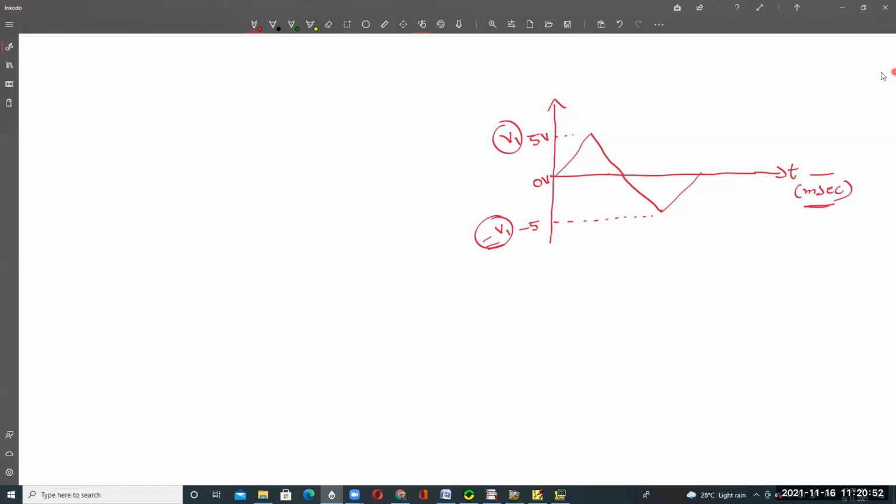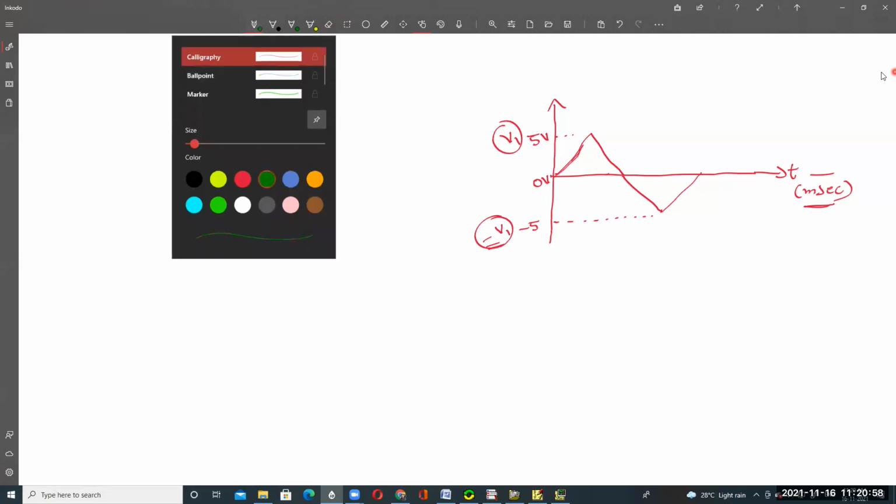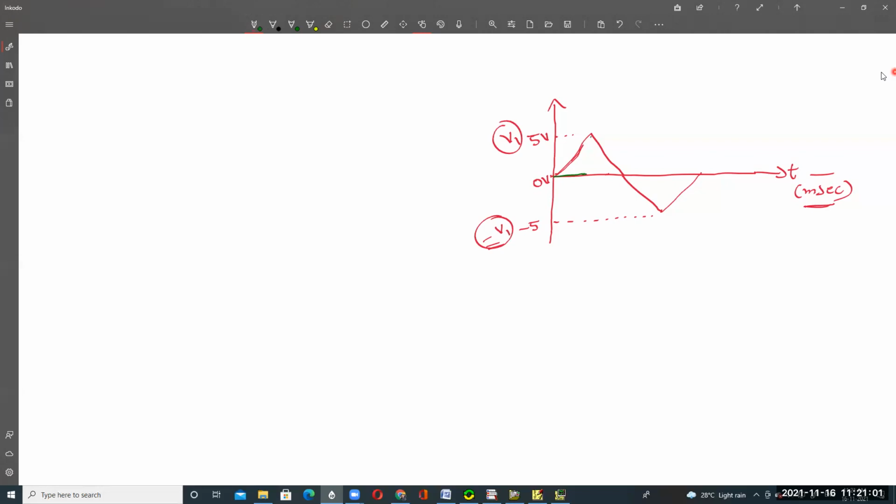This is called the rise time. This much time is required to get the slope. This time is called the rise time, this is called the fall time, and this is the delay time. The delay time in this waveform is almost 0. This is called the pulse width, or TW or PW, and then the total time is called the pulse repetition.